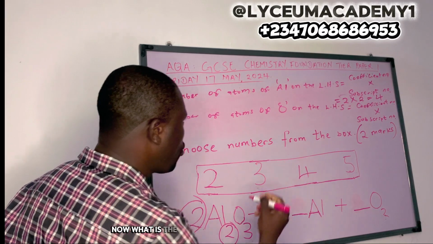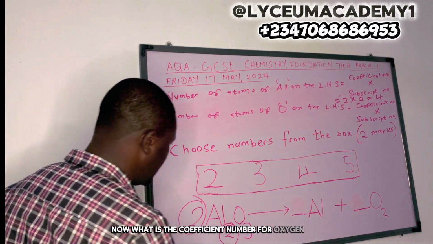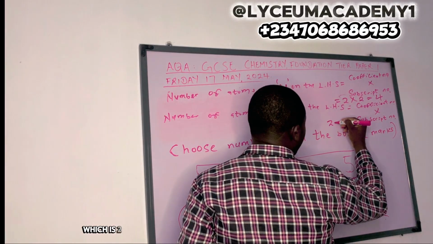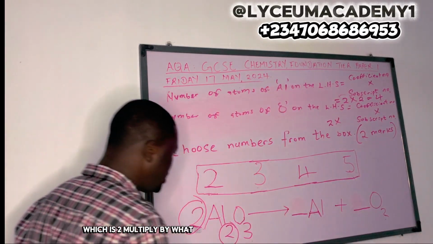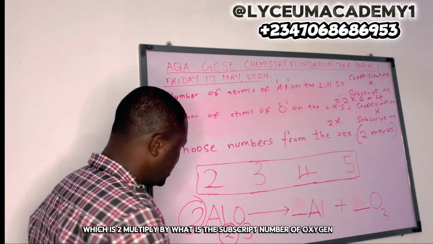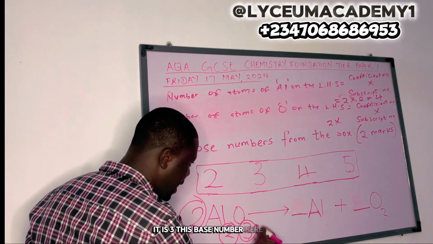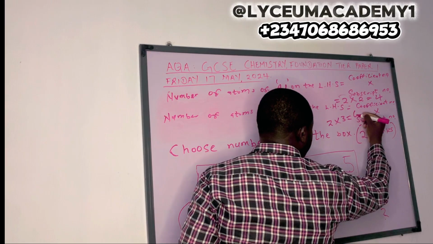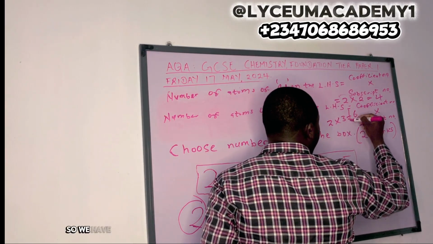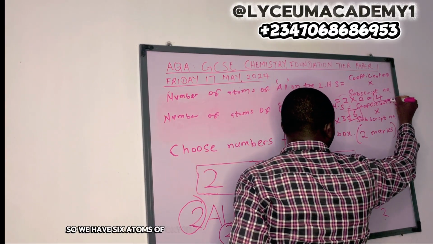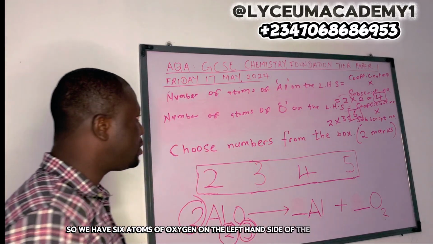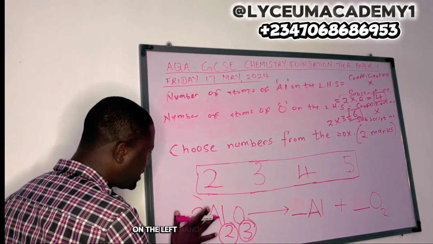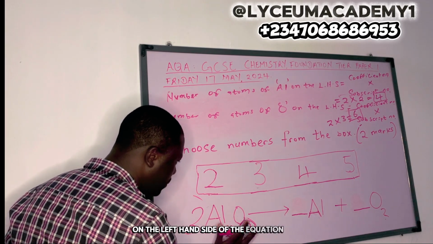We'll replicate the same process for oxygen. Now, what is the coefficient number for oxygen? The number at the front, which is 2, multiplied by, what is the subscript number of oxygen? It is 3, this base number here. 2 times 3, and that gives us what? 6. So we have 6 atoms of oxygen on the left-hand side of the equation, and we have 4 atoms of aluminium on the left-hand side of the equation.